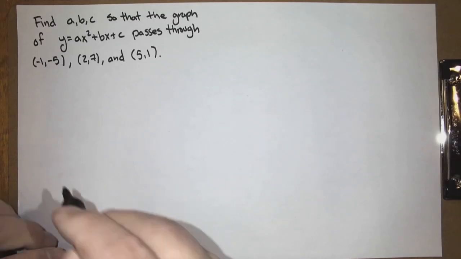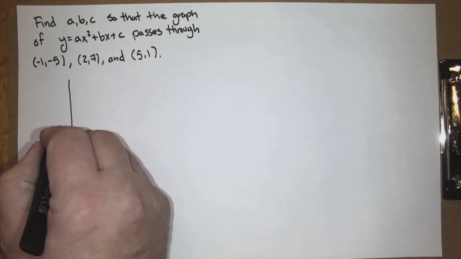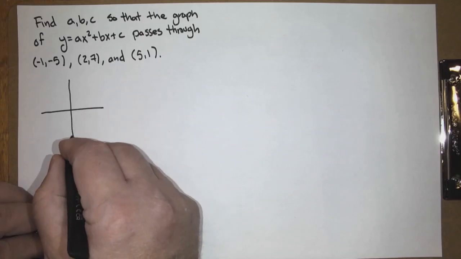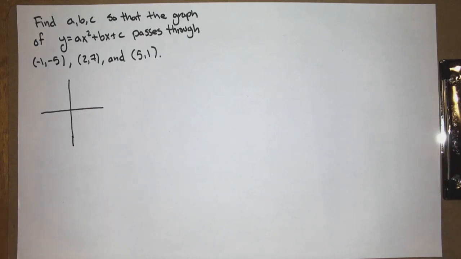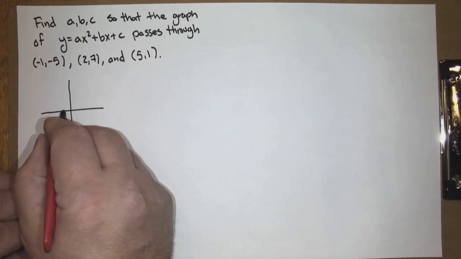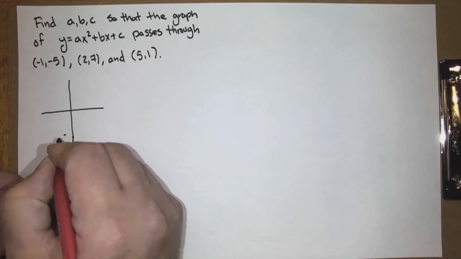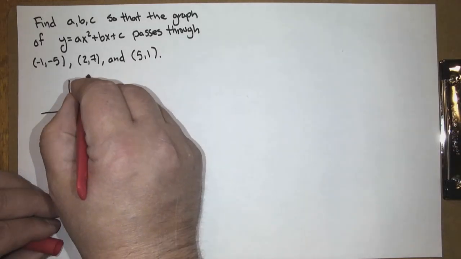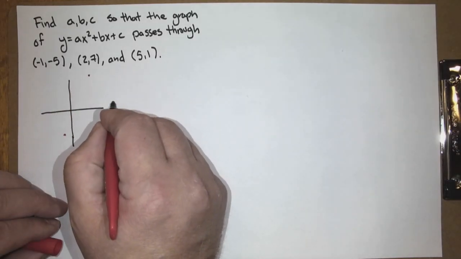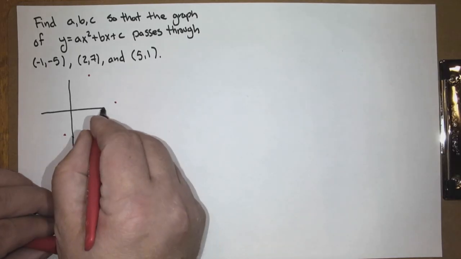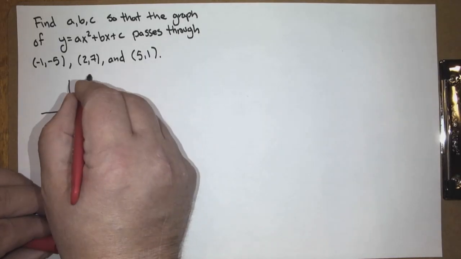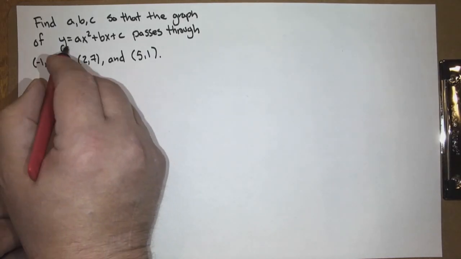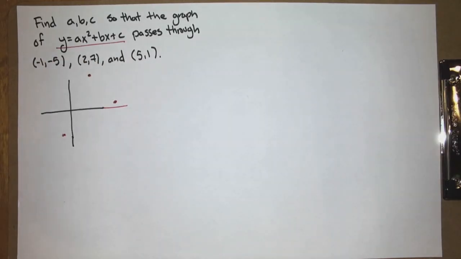Now, this feels kind of familiar. We've done problems where we give 2 points and find the line that passes through the 2 points. Now, we're saying we'll have 3 points. So we have (-1, -5), that's probably from somewhere around there, (2, 7), somewhere around there, and (5, 1). So we have these 3 points. And we're trying to find a formula that looks like y equals ax squared plus bx plus c.